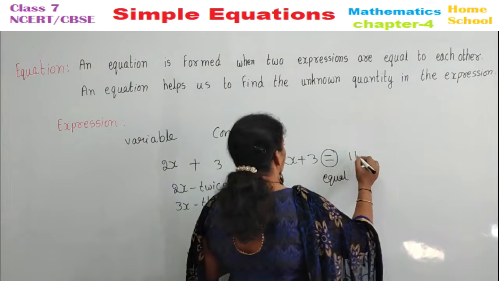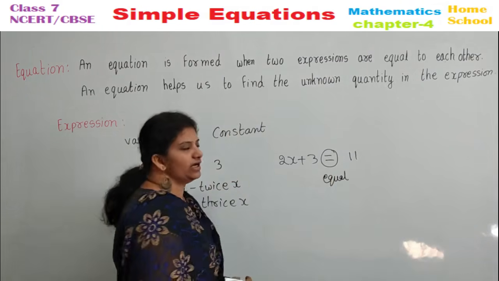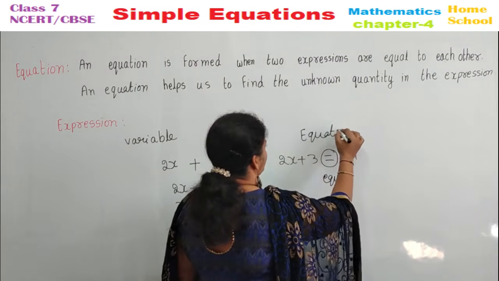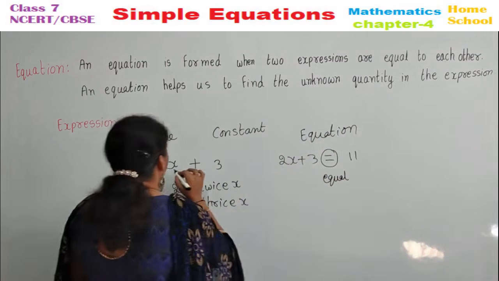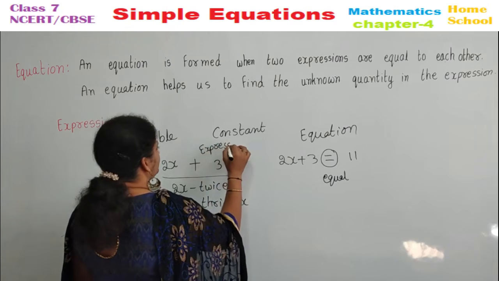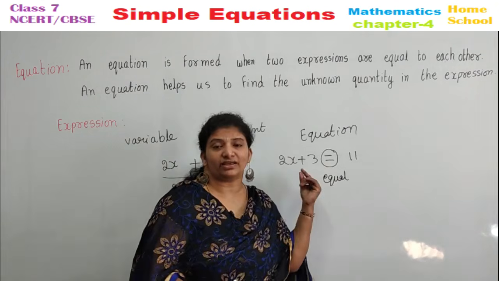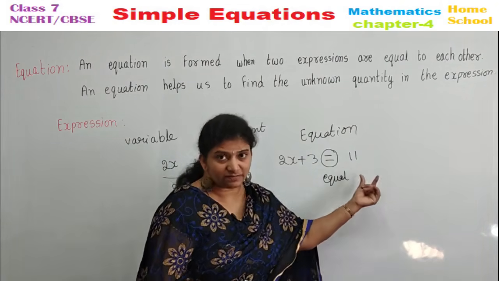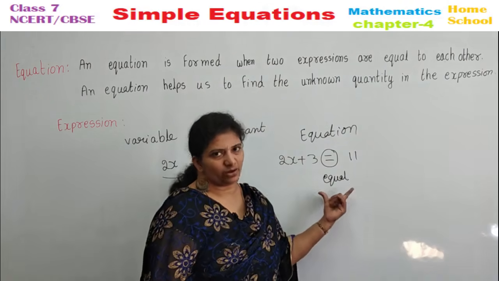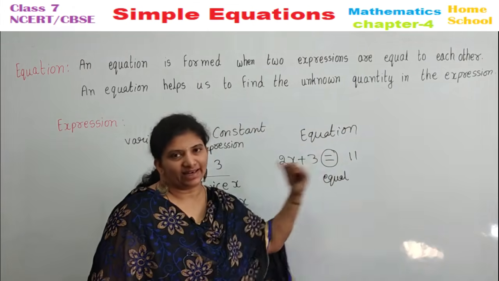What value shall we take? Let's take here 11. 2x plus 3 equal to 11. This becomes an equation. Only 2x plus 3 is called the expression. When an expression is equated with an equal sign to another expression or any number, then that becomes an equation. 2x plus 3 equal to 11.